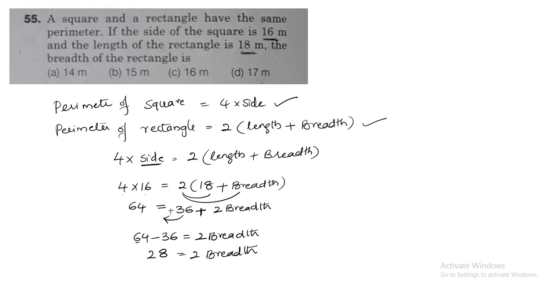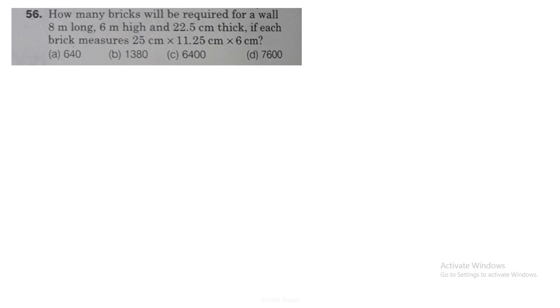Now I need to find out the value of breadth. So 28 is equal to 2 into breadth. From this I can write breadth is equal to 28 divided by 2. So 28 by 2 is nothing but 14 meters. Hence the answer is 14 meters. Next, moving on to question number 56.